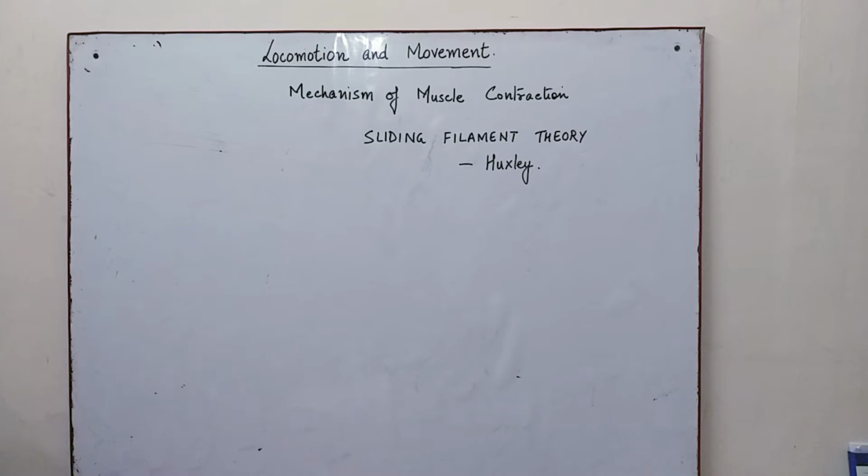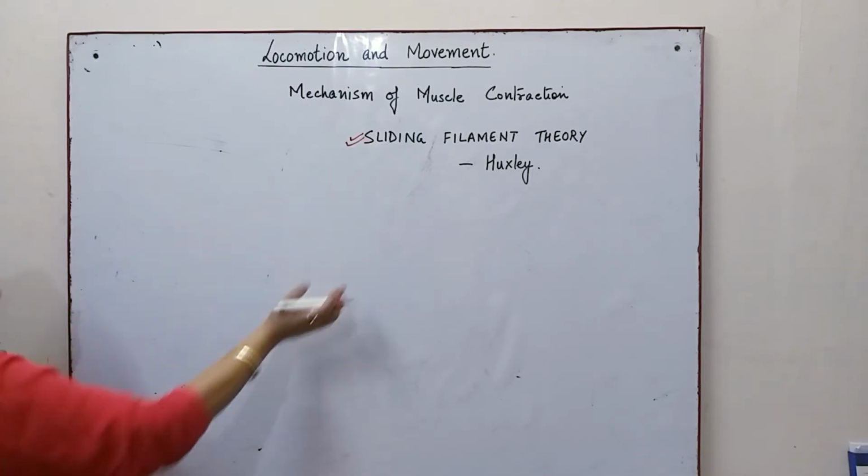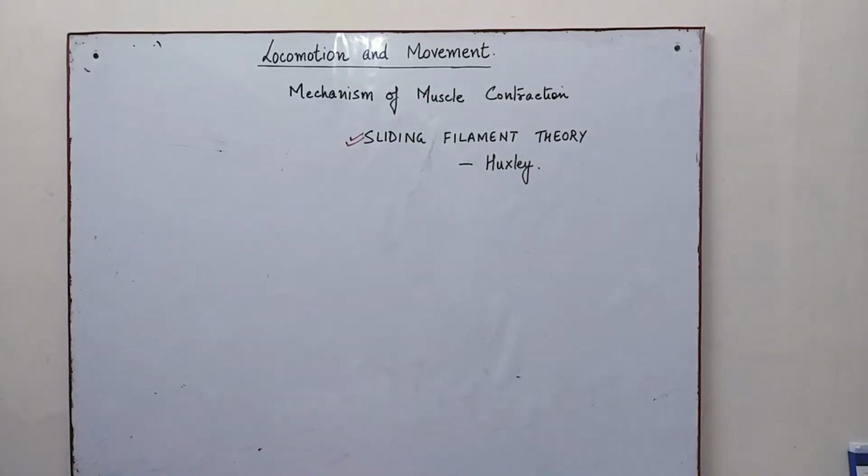Several theories were put forth, and the sliding filament theory, which was proposed by Huxley, is very well accepted, and it explains the process completely. The sliding filament theory explains the mechanism of muscle contraction, and it is based upon the muscle proteins actin and myosin, and how these filaments slide past each other to generate movement. So in this video we are going to understand how this theory explains the mechanism of muscle contraction.